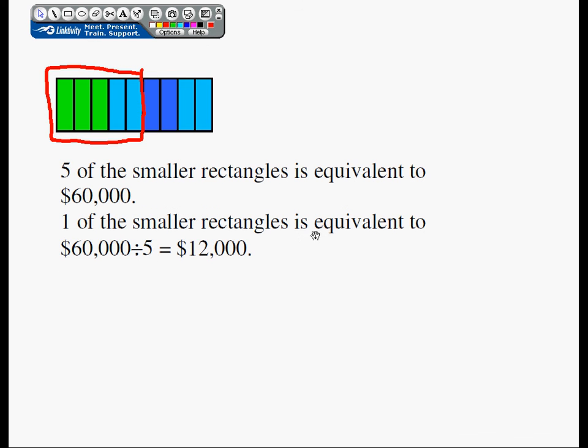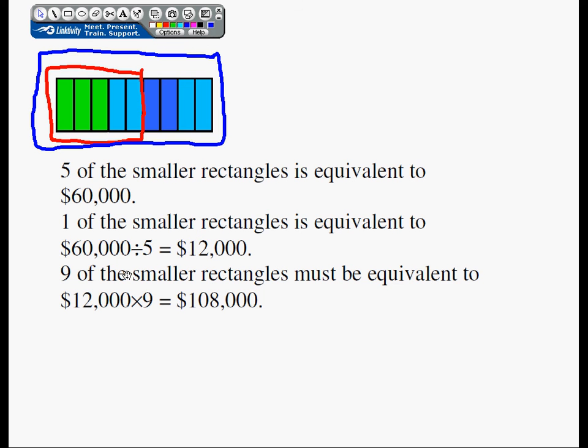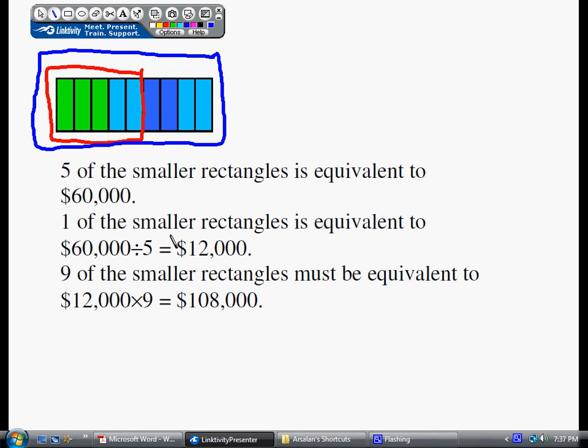Okay, so one of the smaller rectangles is equivalent to 60,000 divided by 5. If 5 of these little rectangles add up to 60 grand, one should be 60 grand divided by 5, or 12,000. And I'm interested in the whole thing. I'm interested in the value of the entire estate, or the entire large rectangle. Well, if each piece is 12 grand, I'm interested in altogether 9 pieces.